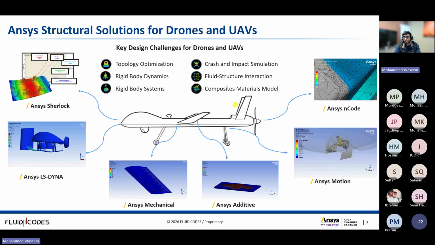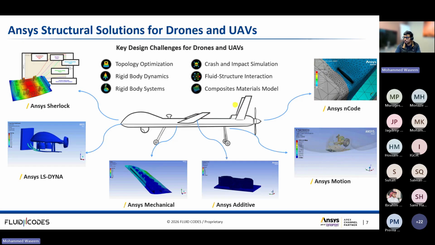When it comes to structural solutions, one of the key design challenges that we see is topology optimization for lightweighting. Every system within the UAV, such as wings, motors, landing gears, and electronic devices, has to work in tandem under demanding conditions, right? On this slide, you see how different ANSYS tools map directly onto the UAV systems.